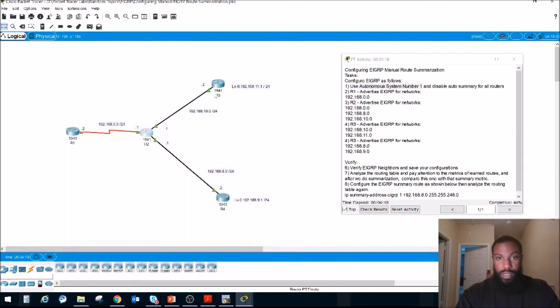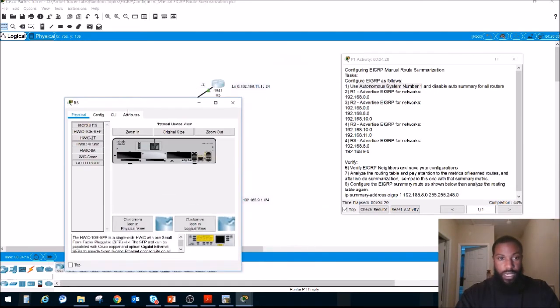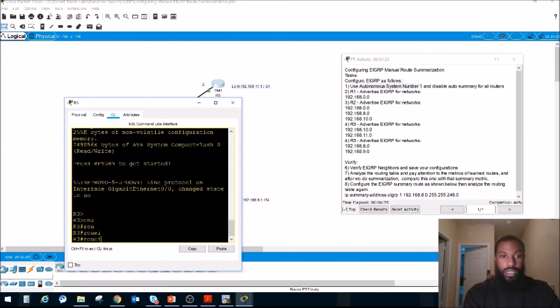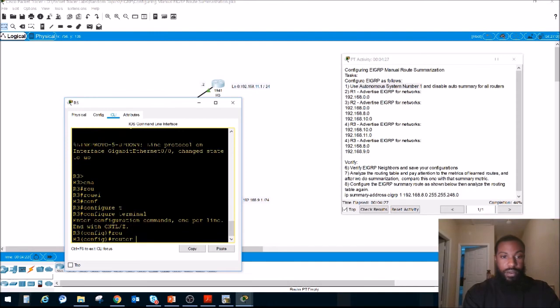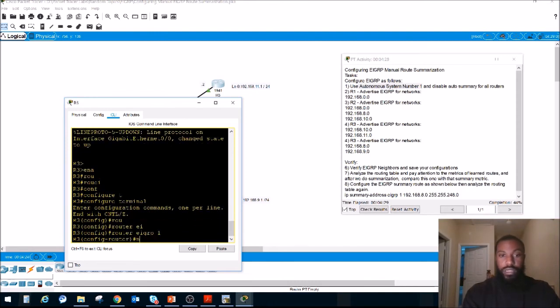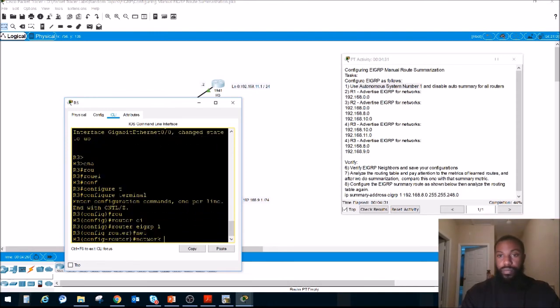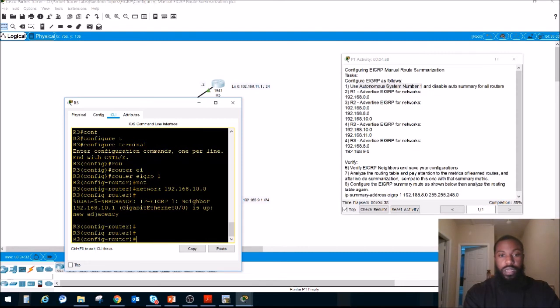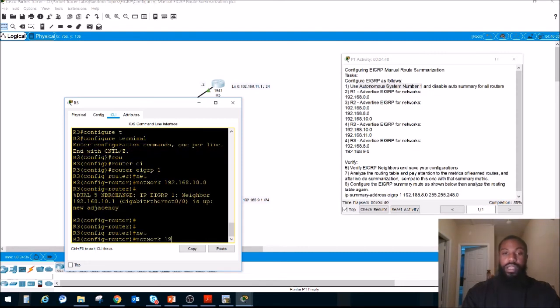Let's go to router 3. Advertise in EIGRP. Enable, configure terminal, router EIGRP 1. Network 192.168.10.0. And network 192.168.11.0.